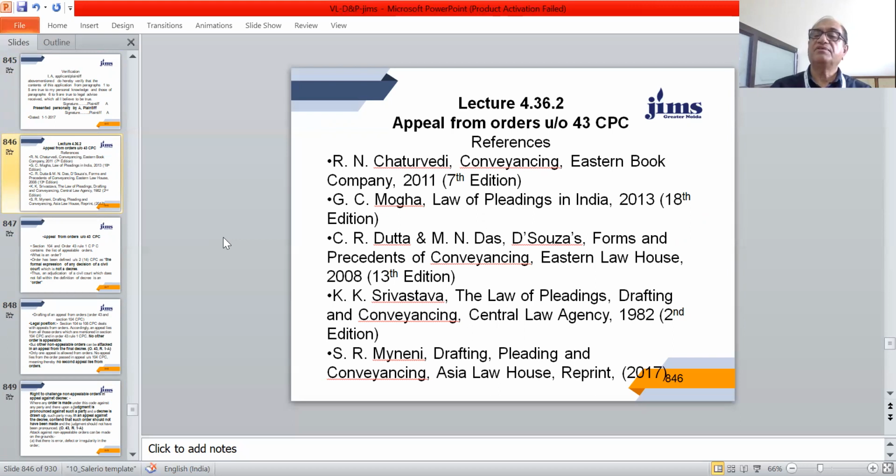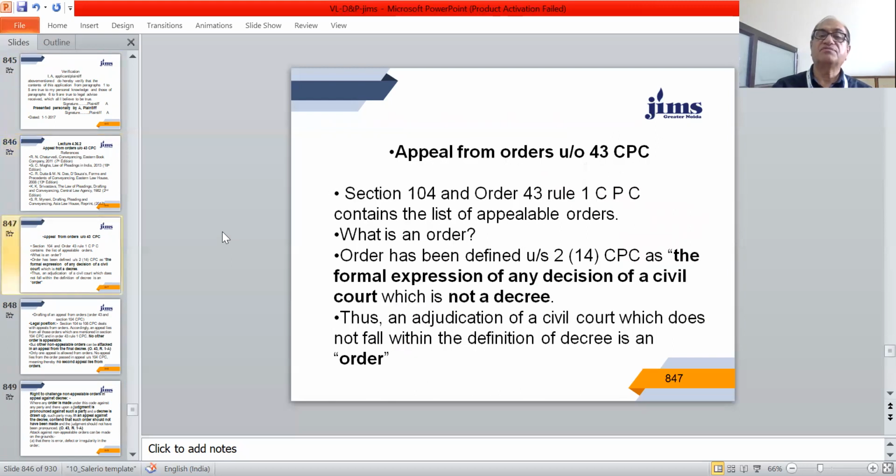Drafting an appeal from orders under Order 43 of CPC. Dear students, you know that every decree of civil code is appealable. First appeal is a matter of right. Similarly, certain orders which are mentioned in Order 43 of CPC are appealable. All orders are not appealable. Only those orders are appealable which are mentioned in Section 104 and Order 43 Rule 1 CPC, which contains the list of appealable orders.